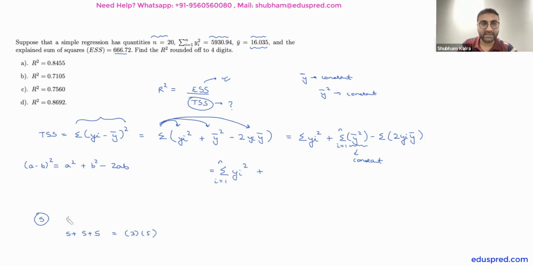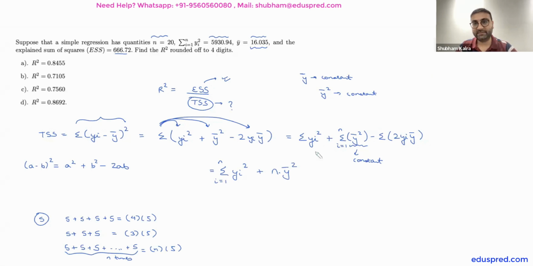Right? Similarly, if I ask you to add 5 4 times, what will it become? It will become 4 times 5. Okay. Now, if I ask you to add 5 n times, so I'm adding it n times. So if you are adding 5 n times, it will become n times 5. So this is the rule that I'm using over here, that your y bar is a constant. It's a particular value. That means your y bar square will also be a constant. And when you sum a constant n times, it becomes n times that particular constant.